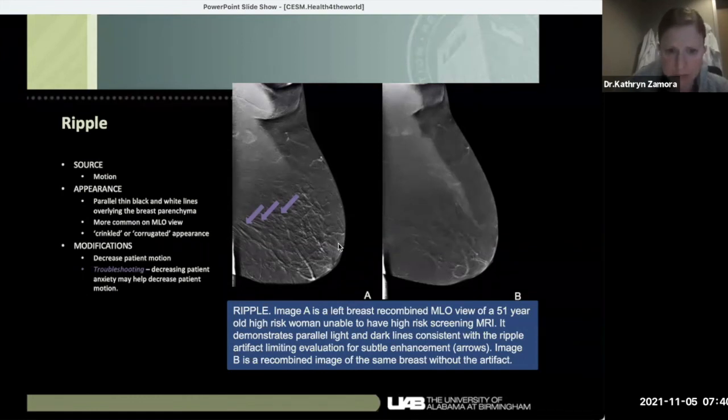You can see here, this is the same patient with 2 different images of the breast, one without the artifact and one with the artifact. And you can see the interpretation of what's going on is much easier without this artifact. So basically, to control this, you really want to just decrease the patient motion. One way to decrease patient motion is to decrease patient anxiety. Also, there have been some places that have recommended doing the MLO views first to decrease patient motion because they tend to have more motion on those views.